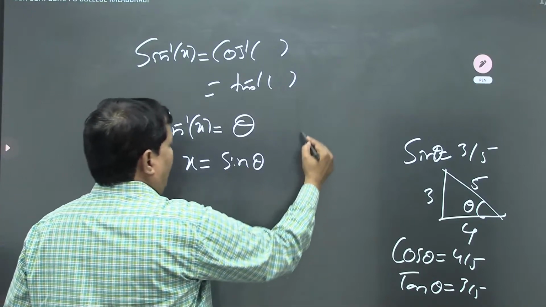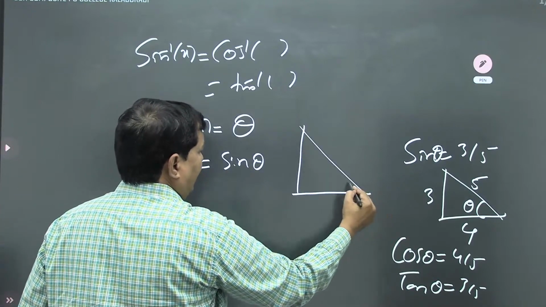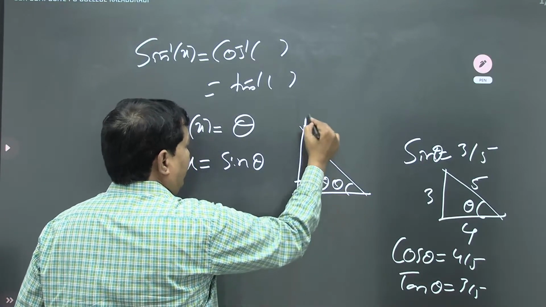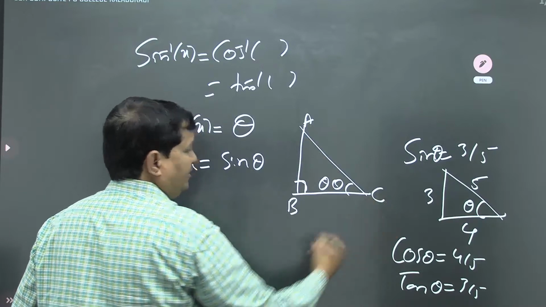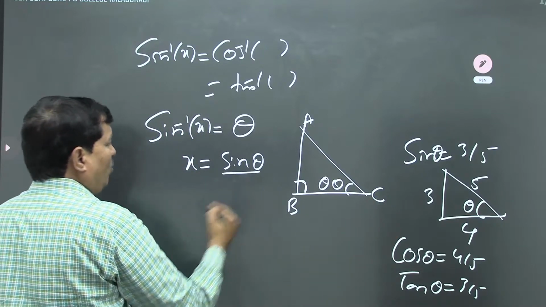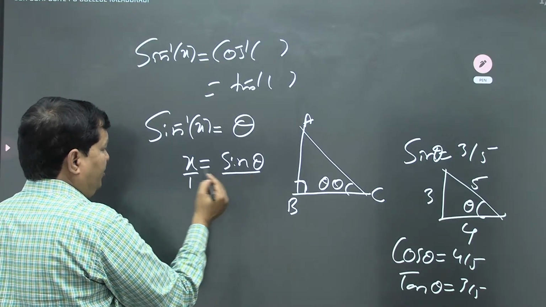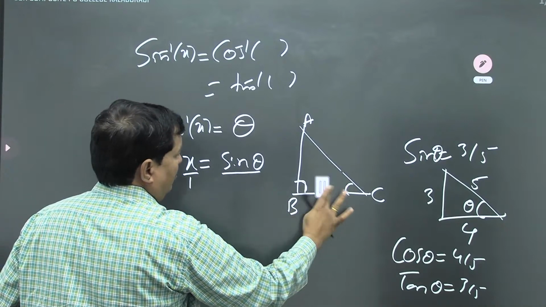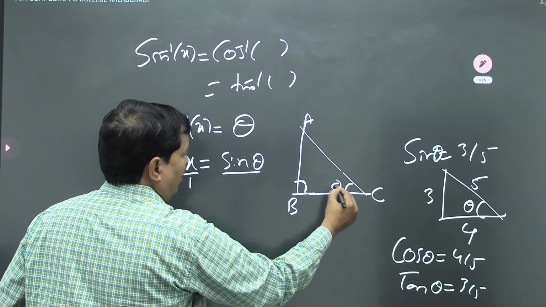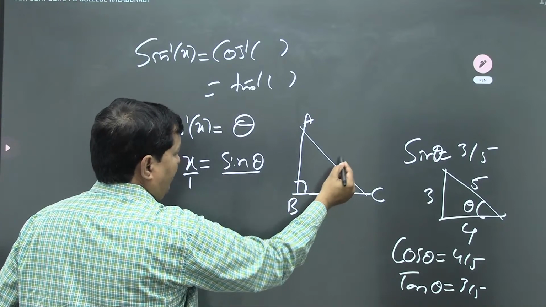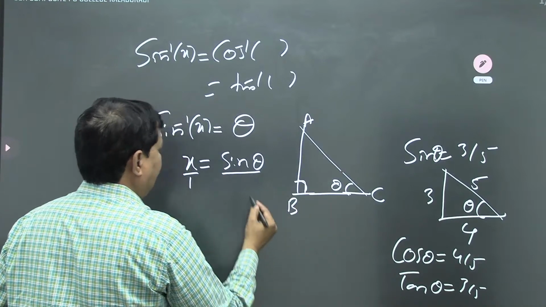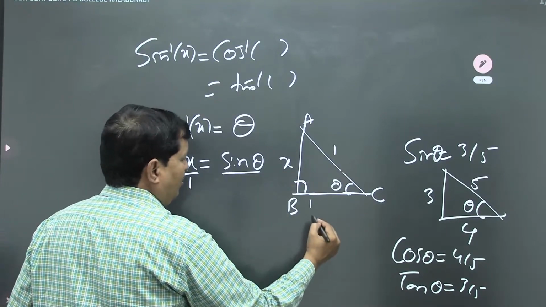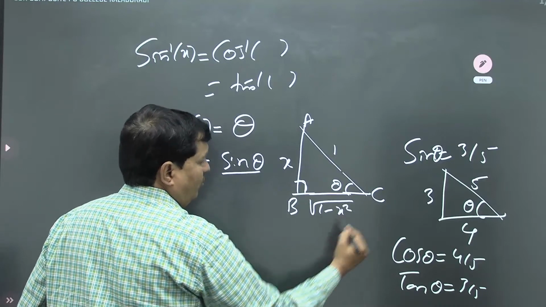Okay. Again, if you draw the diagram, a right angle triangle, with 90 degrees and angle theta, here you have A, B, C. Sine theta equal to what? x by 1. Sine theta definition is what? Opposite side by hypotenuse. Here this is the hypotenuse, it is the opposite side and it is the adjacent side. Sine theta equal to what? x by 1. What about the adjacent side? Root of 1 minus x square.